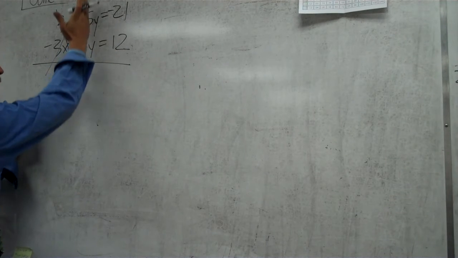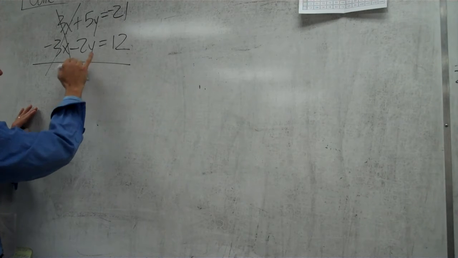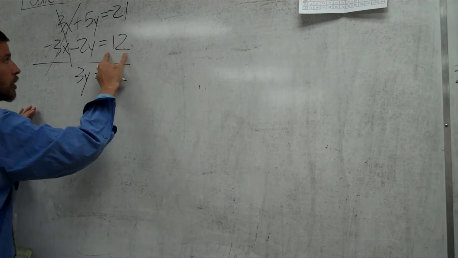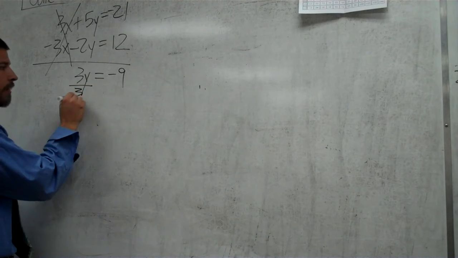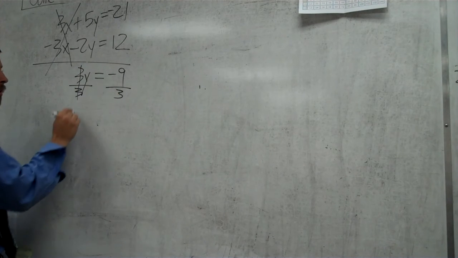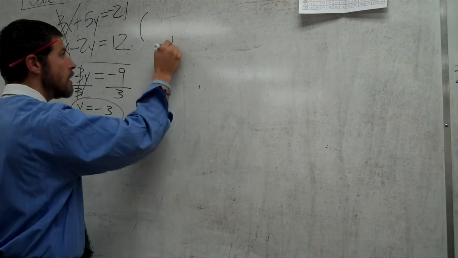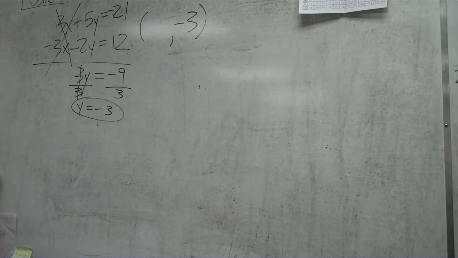When you add up this column, look, it's 5y minus 2y. That would be 3y equals negative 21 plus 12, which is negative 9. Now we've got one variable already. Let's divide by 3, divide by 3. Y is negative 3. And remember, your job for the next 2 weeks is to write your answer as a coordinate.